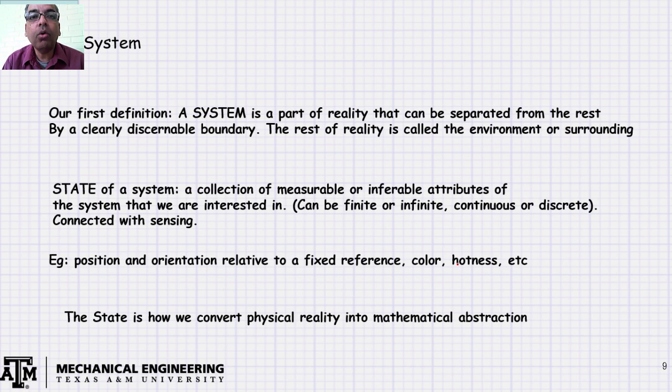The part that's outside the system is called the environment or surroundings. So you will see that when you take a thermodynamics class, people talk about systems and surroundings and things like that. And that's the starting point. The next idea is state of a system.